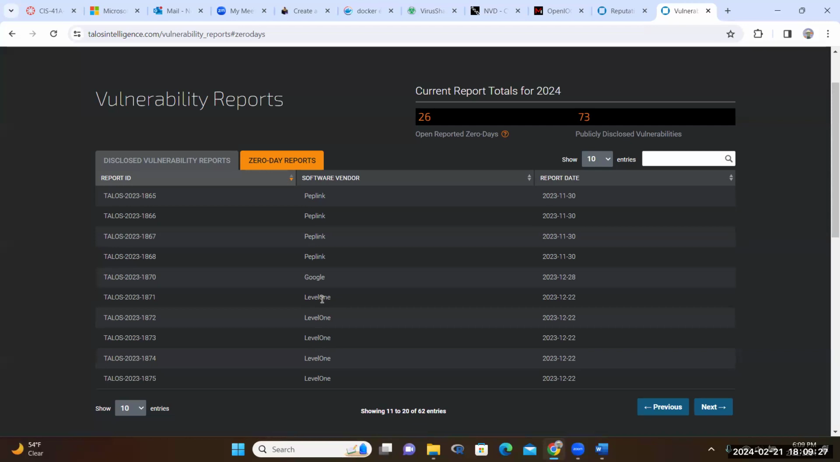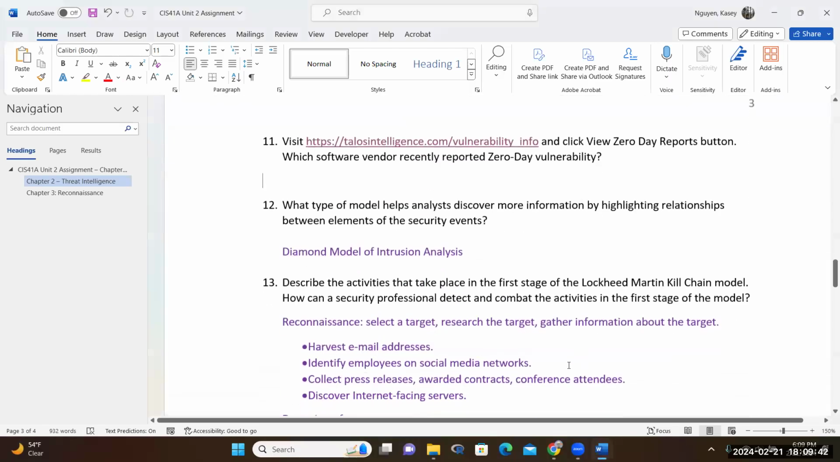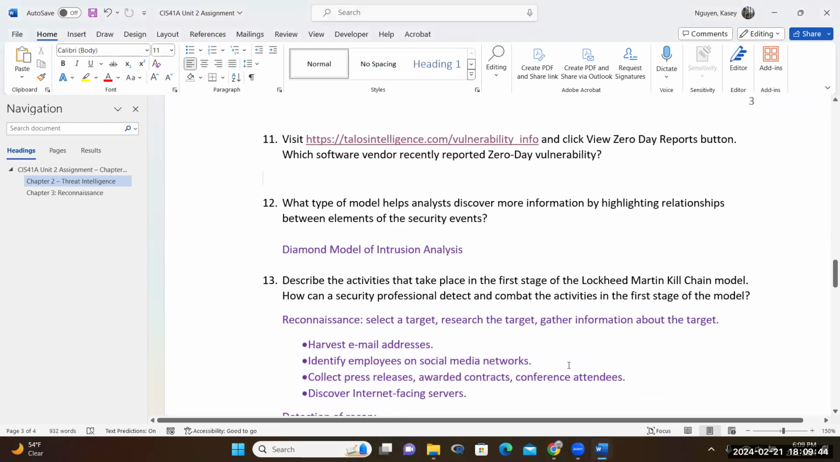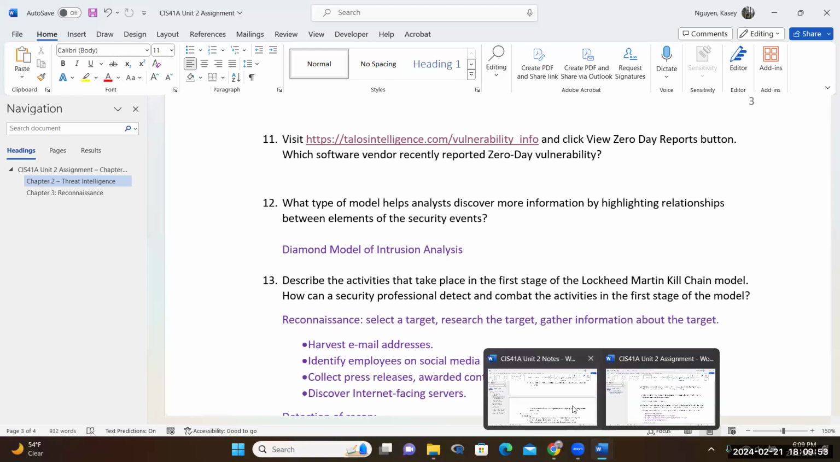Now, this is disclosed, right? There are companies that don't disclose their vulnerability. And there's regulation to really protect information about that, right? So next we're going to talk about a model that would help you in highlighting the relationship between the elements and the security events.